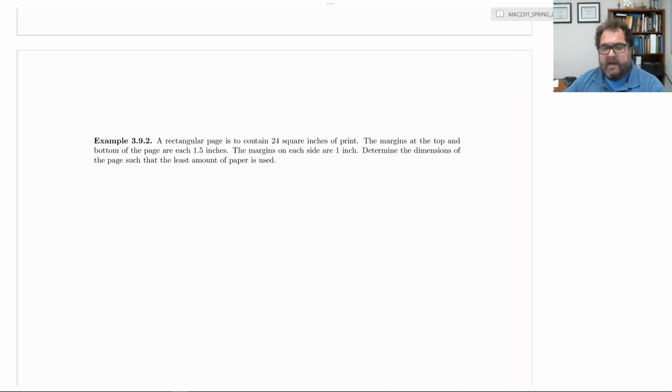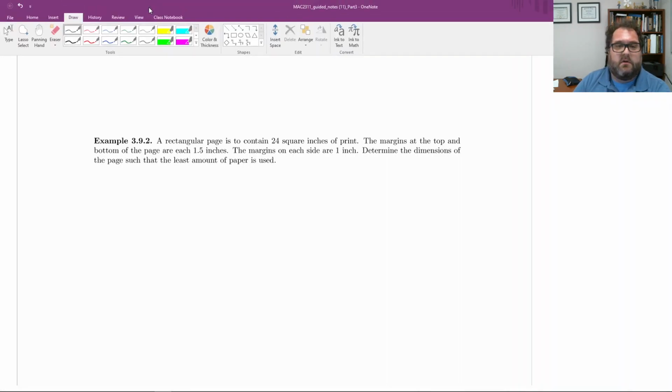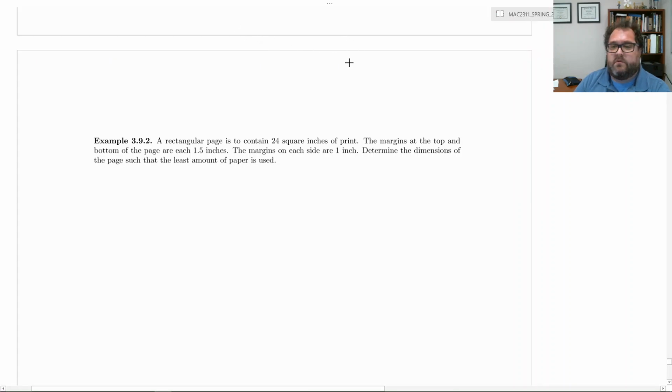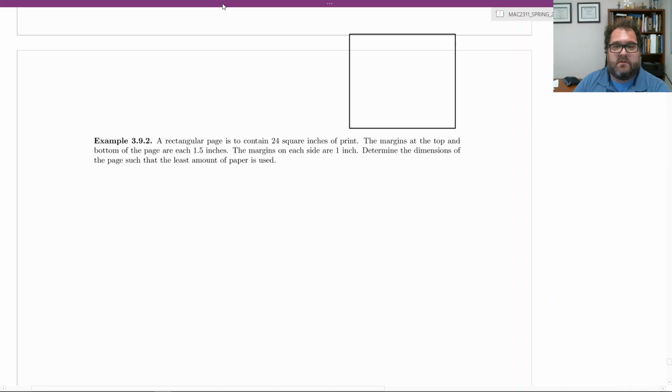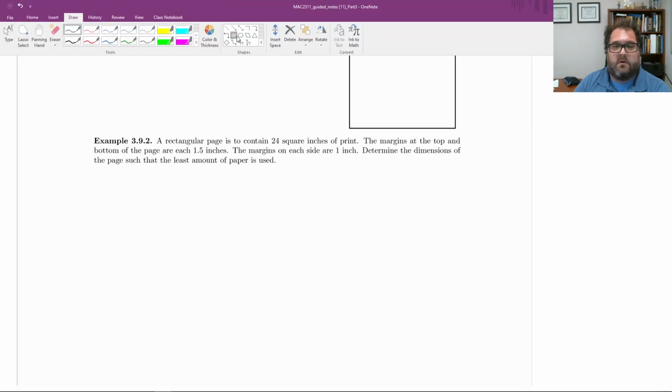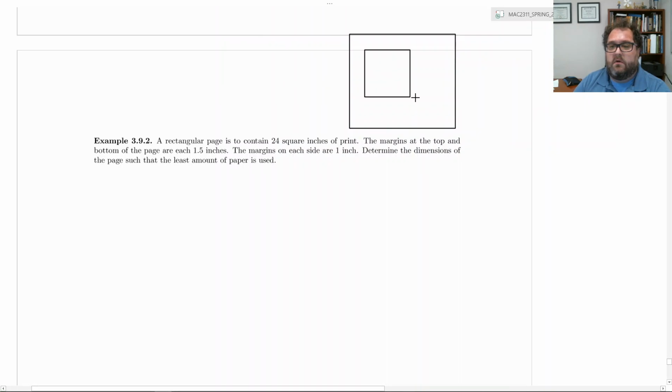Okay, so we have a page of paper with some specified margins. Let's just draw a diagram here. We have a rectangular page. Now with margins, let's see if we can get another rectangle here. The margins are wider where? Okay, sure. So we have a page of paper.